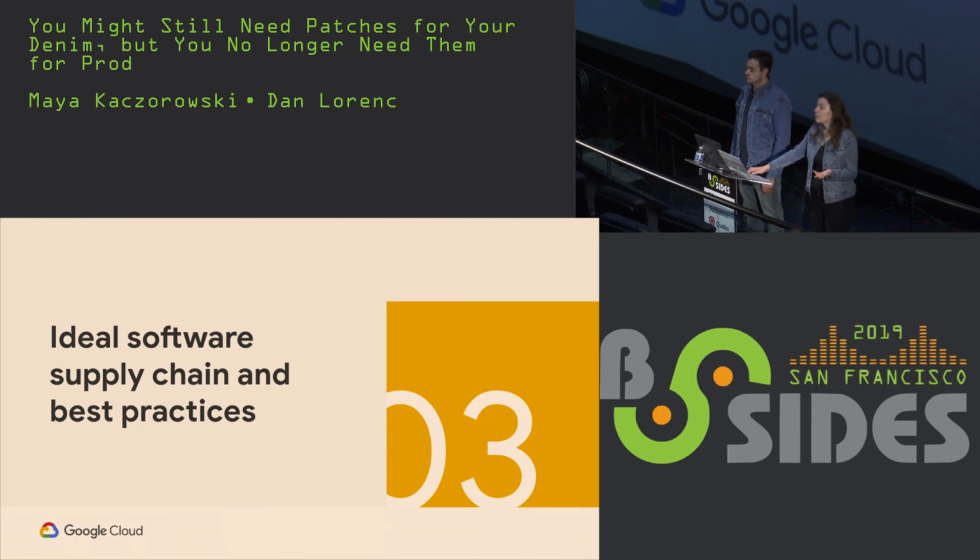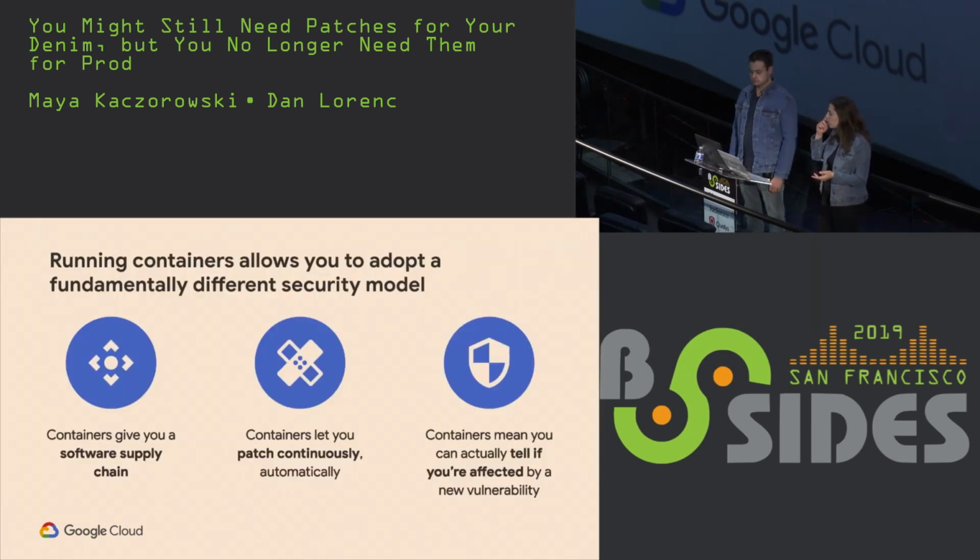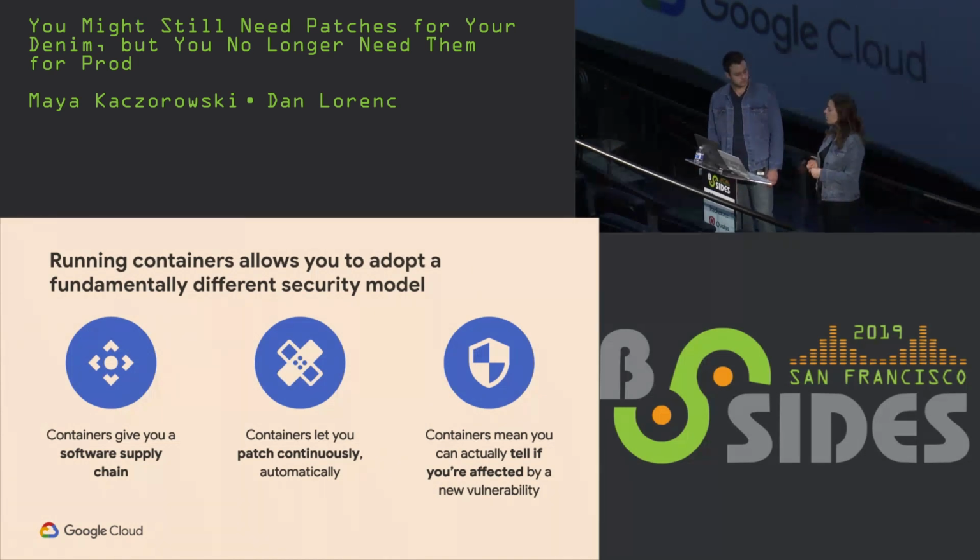And so what does an ideal software supply chain look like? Well, running containerized microservices leads to a different security model from VMs. That's the argument that we're trying to make. You have to adopt a fundamentally different mindset, which we'd argue actually leads to better security long term. Containers are short-lived, immutable, and frequently redeployed, which leads to a few nice properties.